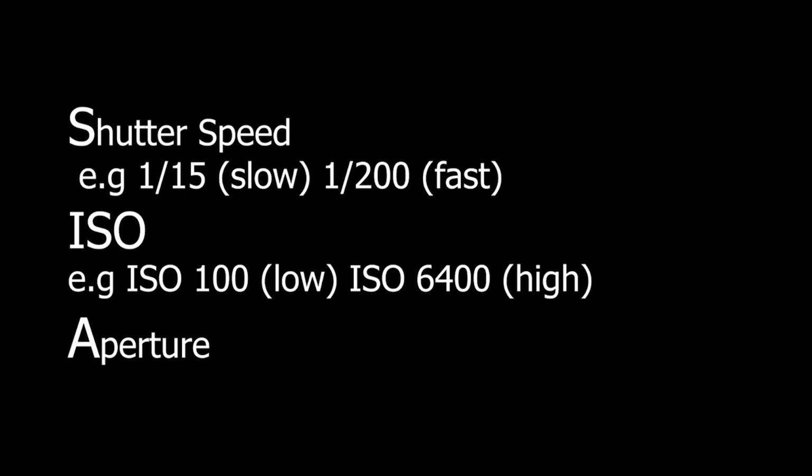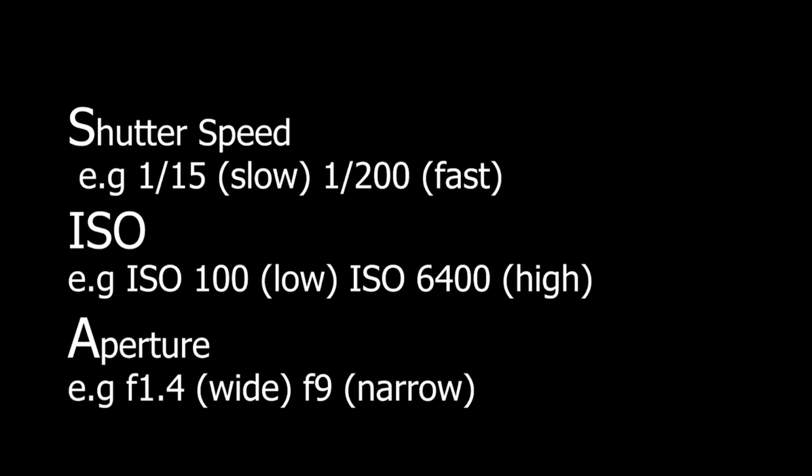The aperture of your lens will appear as an f number, or f-stop. The lower this number is, the wider your aperture will be. The higher it is, the narrower your aperture will be.